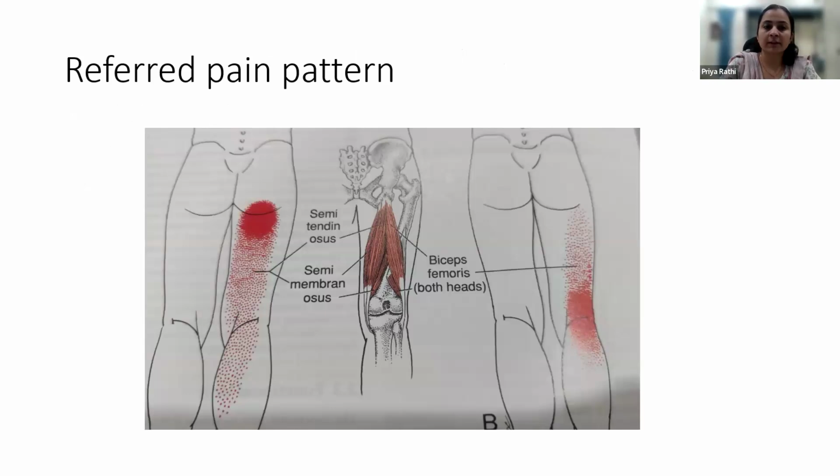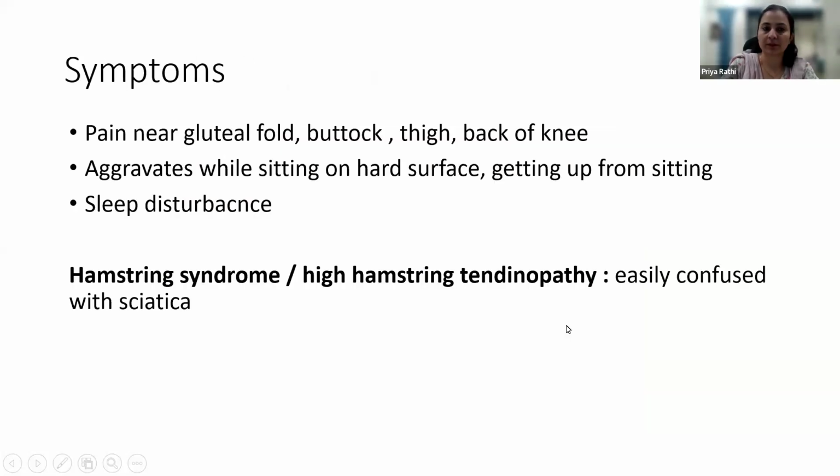Now, referred pain pattern of the hamstrings would be, if we talk about semimembranosus and semitendinosus, patient will have pain in the subgluteal region, and biceps femoris trigger points will lead to posterior thigh pain. So same symptoms would be pain near gluteal fold, buttock, or thigh or back of knee. It aggravates while sitting on the hard surface and getting up from sitting. So this picture can be very similar to ischial bursitis, and there would be sleep disturbances because patient won't be able to straighten the leg.